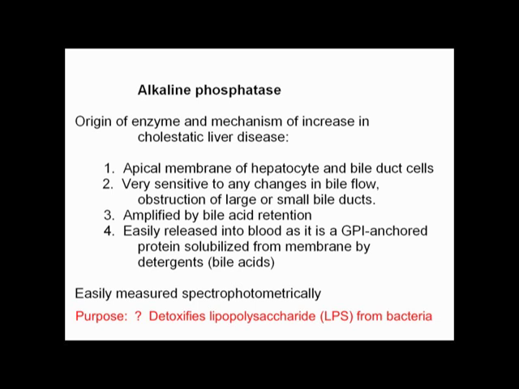Now, hepatologists have been able to measure this for decades. We know it's a great clue. We use it all the time. We have no idea what it does. It's called alkaline phosphatase because it takes phosphate groups off various things at an alkaline pH. But we have no idea of its normal function. Recently, there's been some speculation that it detoxifies lipopolysaccharide, LPS, from bacteria. But we don't know if that's its major function or not. So I haven't a clue.